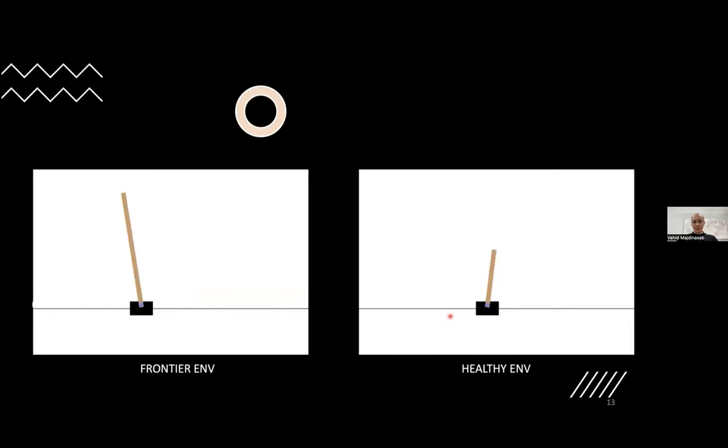So here's an example to better illustrate the frontier environments. This is an environment called Cartpole, which is a fairly simple environment. On the right side, you can see the original environment where we haven't changed any parameters. And on the left side, you can see a frontier environment where we have changed the length of the pole. So our goal here is to look for environments that lie just on the border between healthy and complete failure. A healthy agent should be able to operate in those environments without a problem, and a mutant should fail in those environments.